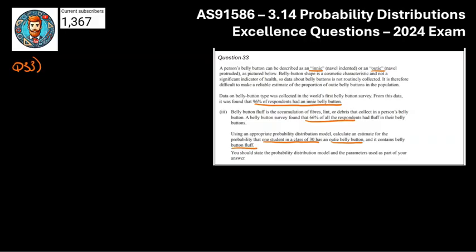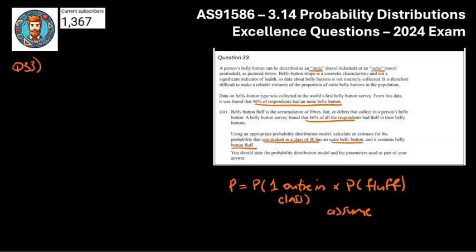You should state your probability distribution and the parameters as part of your answer. So the usual deal: always state your distribution, always state your parameters. It took me a while to think about this one. The first thing to think about was the way we're going to approach it. To find this probability, we're going to need the probability that there was one outie in the class, and then multiply that by the probability that a random person would have had fluff in their belly button. Because we're multiplying these two probabilities together, we are assuming independence as part of this question.